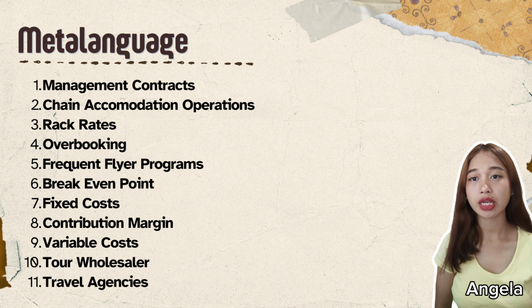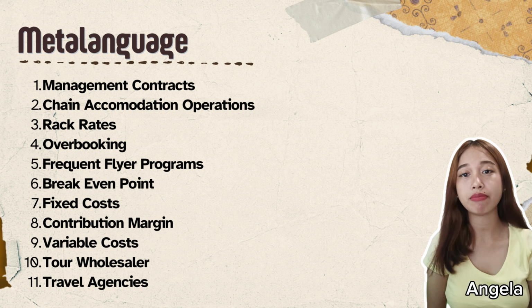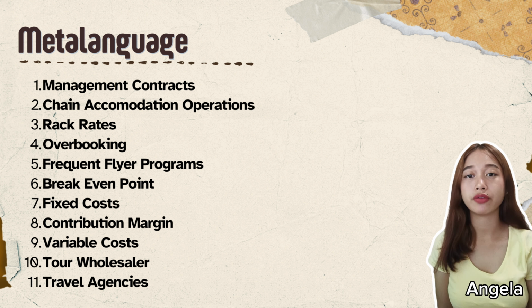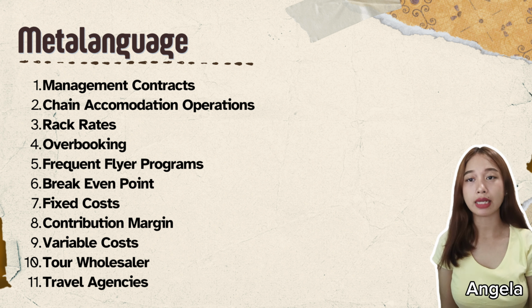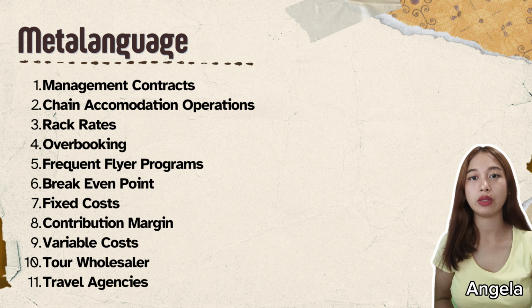Number two, chain accommodation operation. It is a company that manages several hotels having the same name but being located in different areas. Number three, rack rates. This is the highest price at the hotel without any discounts.